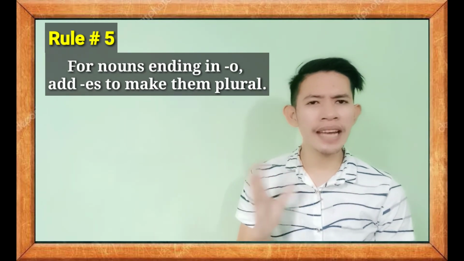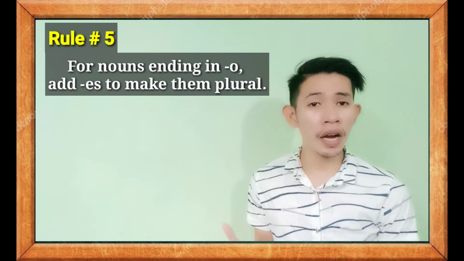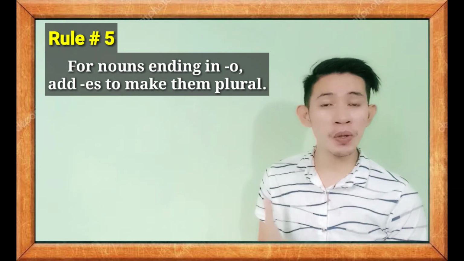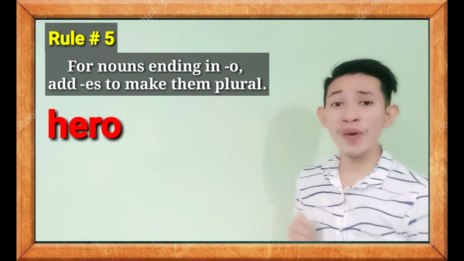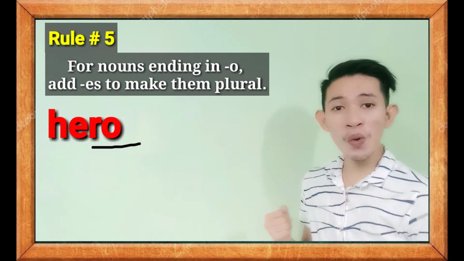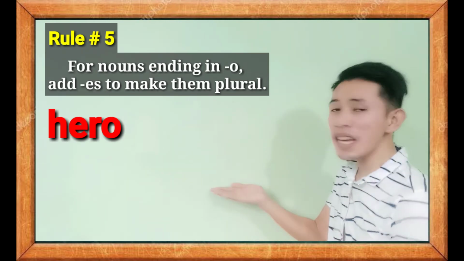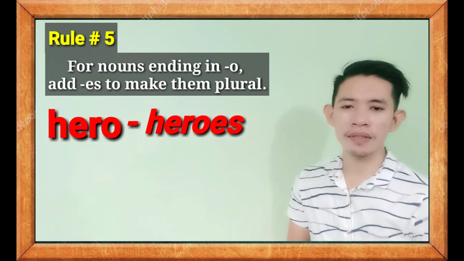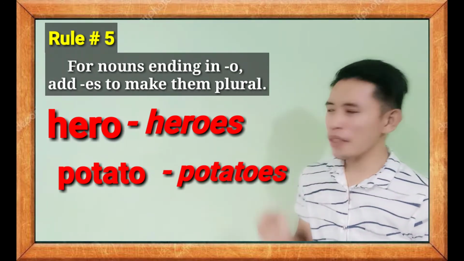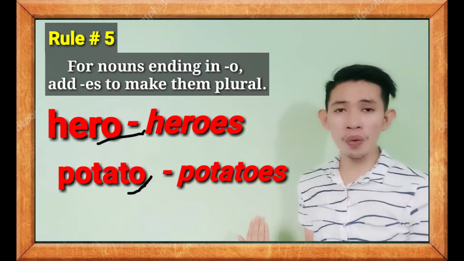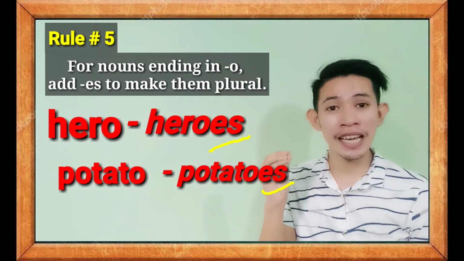Again, for nouns ending in O, we are going to add es to make it plural nouns. For example, hero. The word hero ends with the letter O. So, we are going to add es to make it a plural form. So, from hero, it became heroes. From potato, it became potatoes. So, these words end with letter O. That's why we add es at the end to make it plural noun.